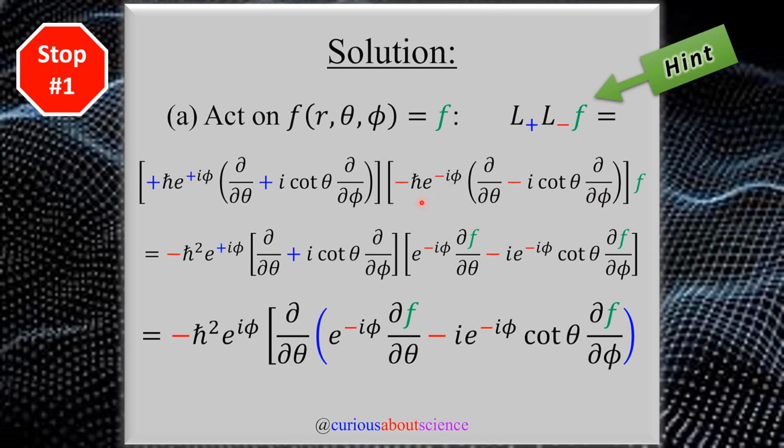We could try to simplify this ahead of time, but be aware that this derivative and this derivative have to operate on everything to the right. So this bracket and this function here. That's why we have to use a test function. That's where the product rule comes from.